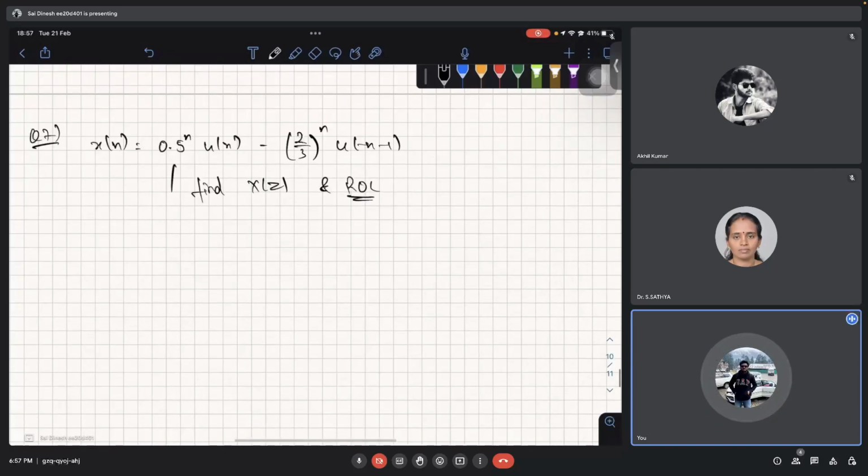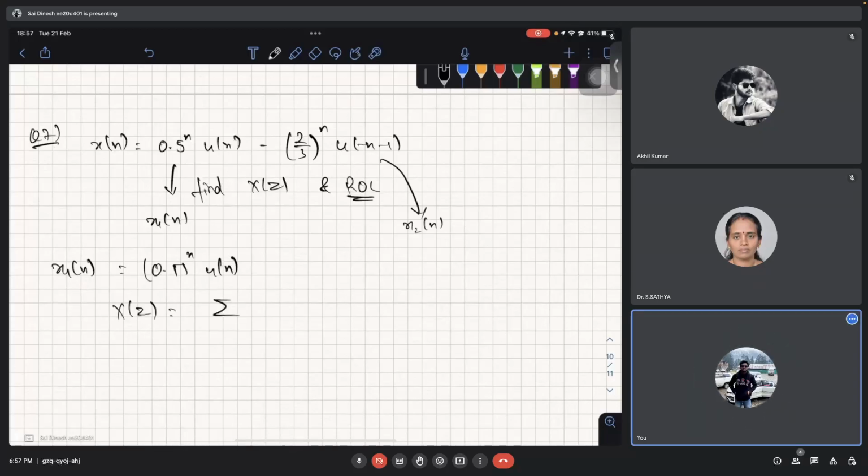So split it up into two parts: x1 of n and x2 of n. We have x1 of n equal to 0.5 power n into u of n. So how do we find this? X of z equals the sum from minus infinity to infinity of x of n z power minus n. Because of the u of n term, this is the sum from n equal to 0 to infinity of 0.5 power n z power minus n, and then you solve it and find ROC1.